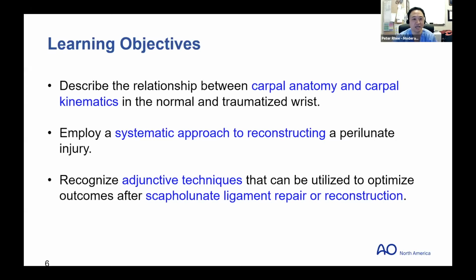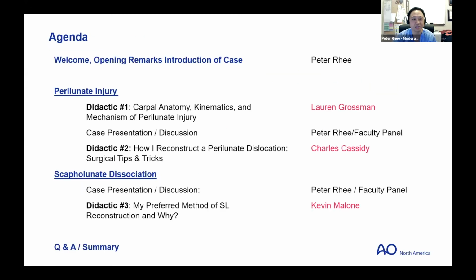Now, the learning objectives today will be to describe the relationship of carpal anatomy and understand carpal kinematics, both in the normal and the traumatized wrist, and then to give you a framework for how to systematically reconstruct perilunate injuries. Then we'll do a little bit of a discussion on scapholunate ligament reconstruction, if your perilunate acute treatment fails, or if you have a patient that has a subacute SL tear that can be reconstructed. We'll start with perilunate injuries, which will be the bulk of the conversation, and we'll hit a lot of topics that pertain also to SL repairs and then to reconstruction.